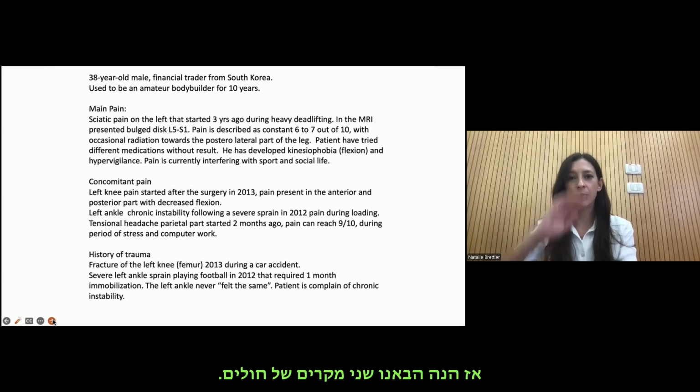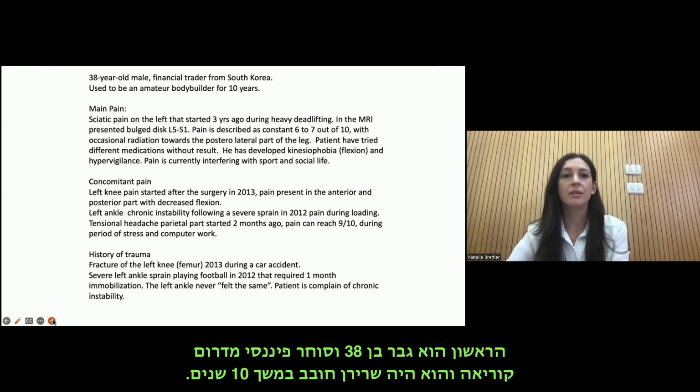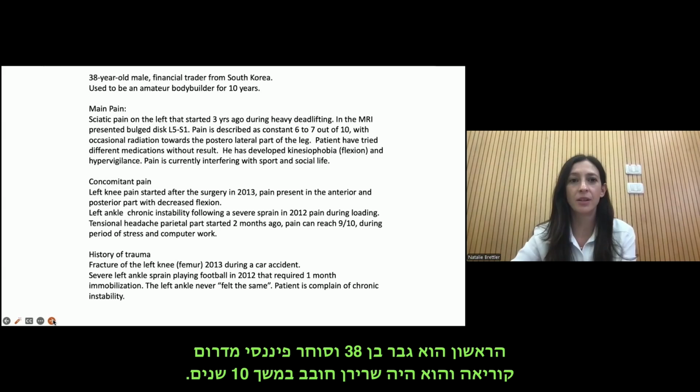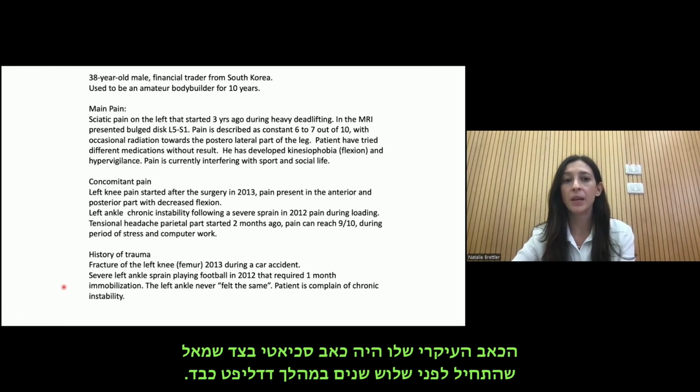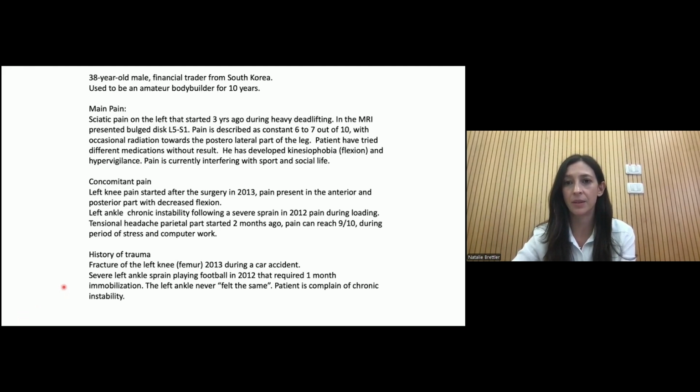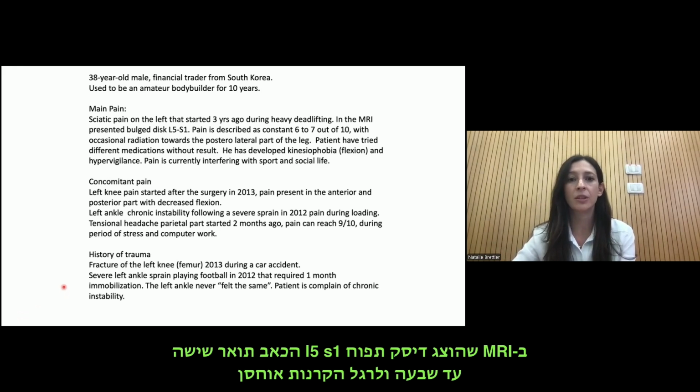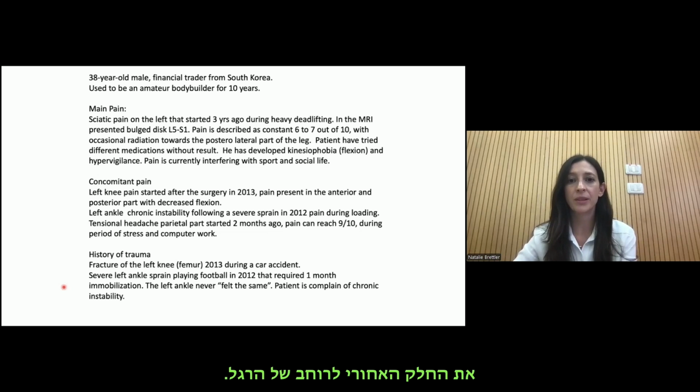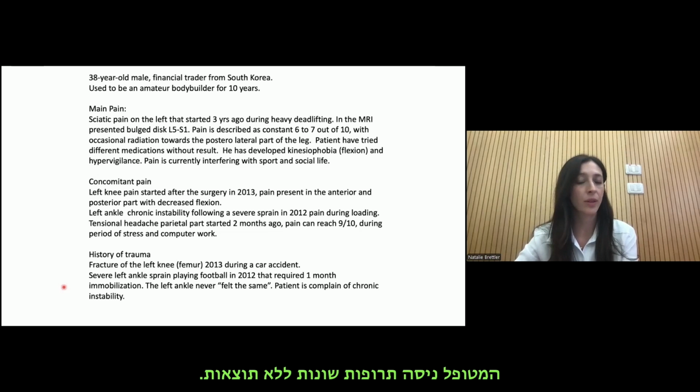So here we brought two cases of patients. The first one is a 38-year-old male, a financial trader from South Korea. He was an amateur bodybuilder for 10 years. His main pain was sciatic pain on the left that started 3 years ago during heavy deadlifts. The MRI presented a bulged disc at L5-S1. The pain was described as 6 to 7, with occasional radiation toward the posterolateral part of the leg. The patient has tried different medications without result.